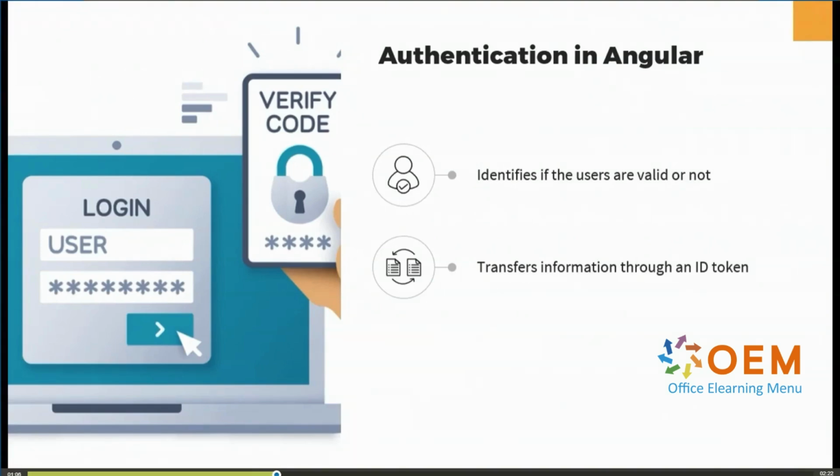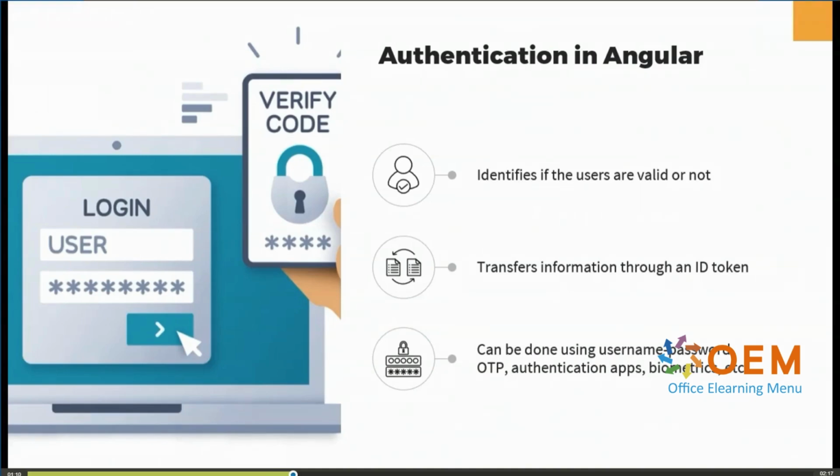But how exactly is authentication done? Well, just like with other web-based applications, authentication can be done using a username and password. It is as simple as that. There's also a one-time password that could be used. We could also use authentication apps, such as in the case of two-factor authentication. Then there are biometrics, such as fingerprints and retina scanners.